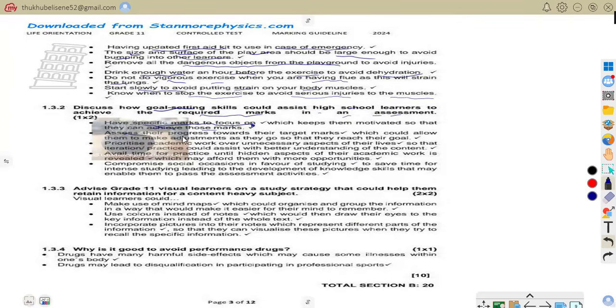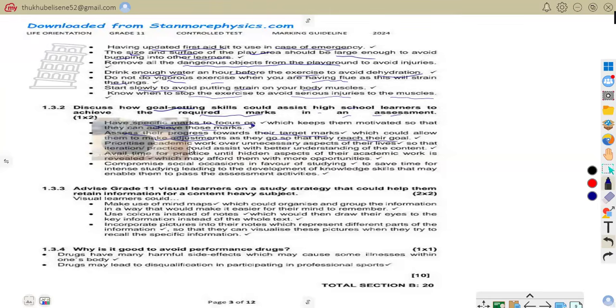Also it says, assess their progress towards their target marks, which could allow them to make adjustments as they go so that they reach their goal. Meaning to say, they must monitor and adjust their progress. This is going to improve their performance because they are going to, for example, review the test results and change study methods if marks are low. That is how they are going to monitor and adjust the progress.